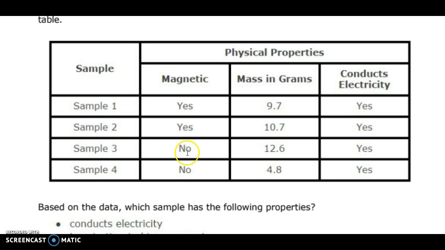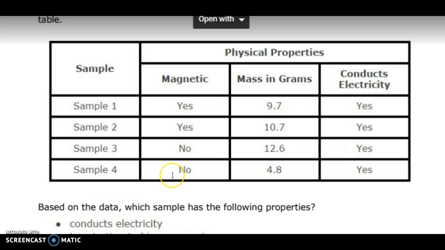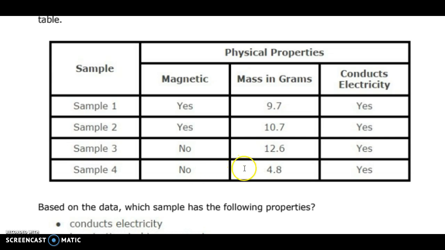Sample 3: no, not magnetic. 12.6 grams. Yes, conducts electricity. Sample 4: no, not magnetic. 4.8 grams. Yes, conducts electricity.